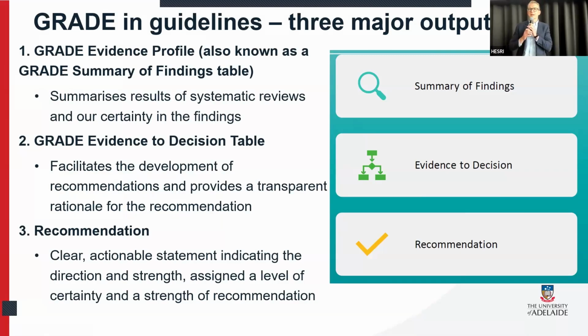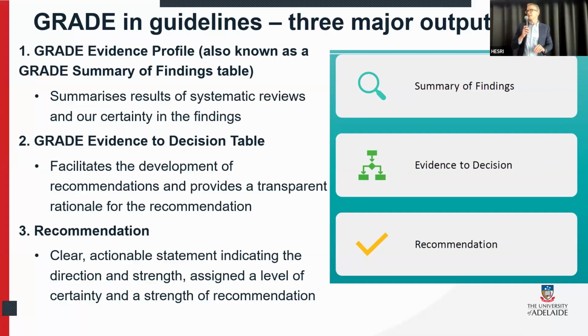So when we talk about GRADE, and particularly when we talk about GRADE and guidelines, we often talk about three major outputs of a GRADE process. We have a GRADE evidence profile, or what's sometimes known as a GRADE summary of findings table, which is essentially an abbreviated GRADE evidence profile. And this is what you would all do as systematic review authors, or I hope you all do as systematic review authors, to present your certainty in the synthesized evidence.